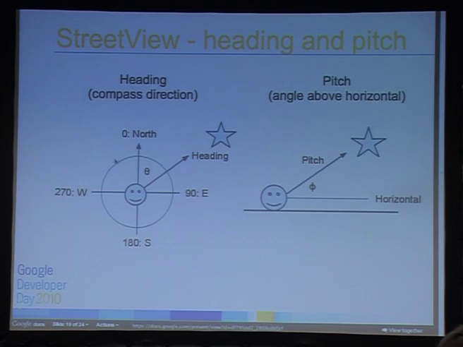So that's why you can modify heading and pitch. It means where you would like to look, and it's really like a compass direction. So 0 is north, 180 is south. And what is the pitch? It's how much above you would like to look, while horizontal means 0.